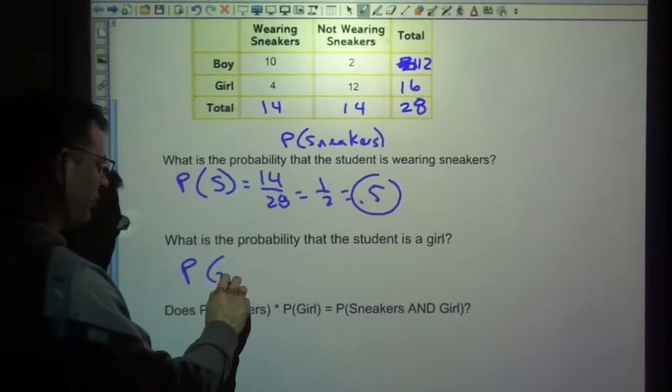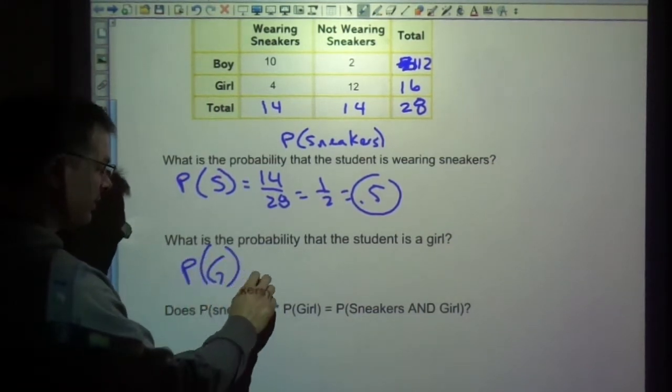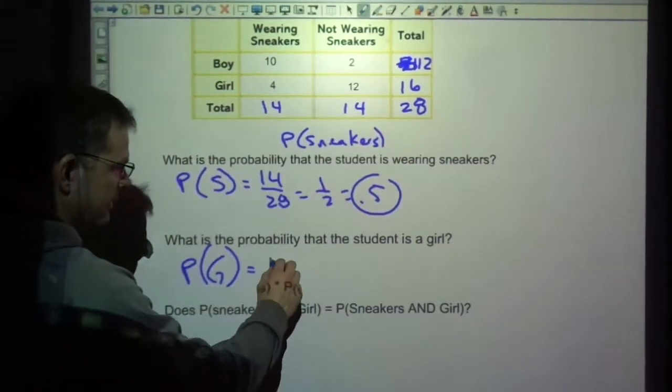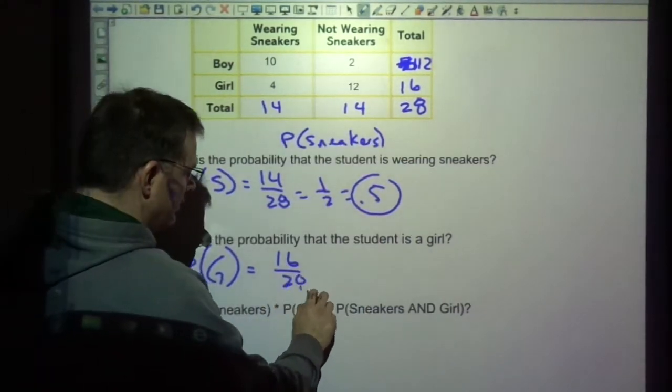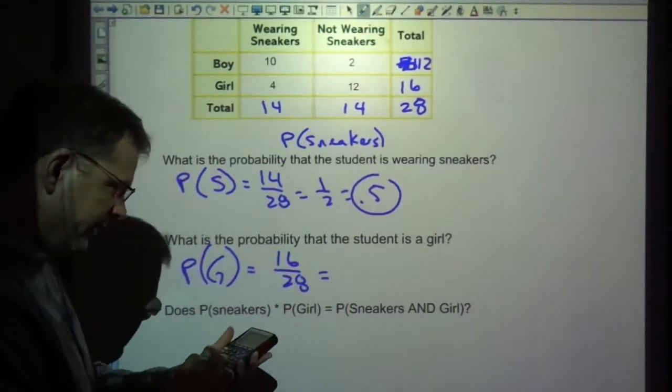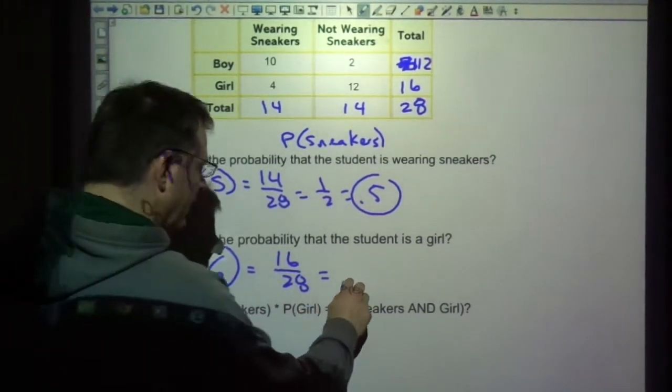Probability of being a girl. How many girls are there? 16 out of 28. So if I take my calculator on this one, 16 divided by 28 is 0.57.